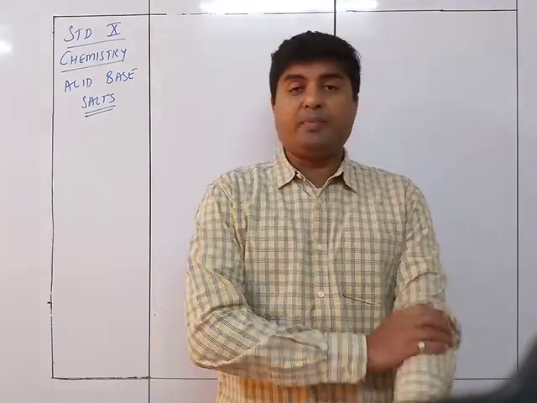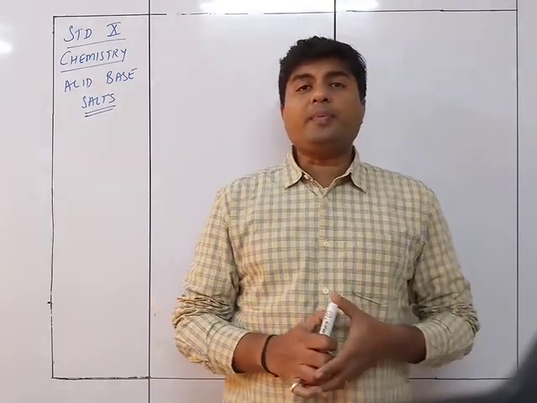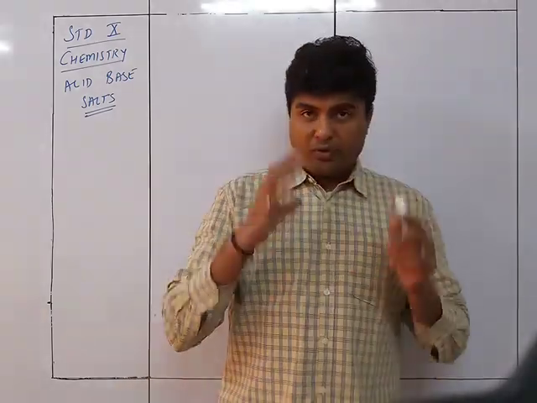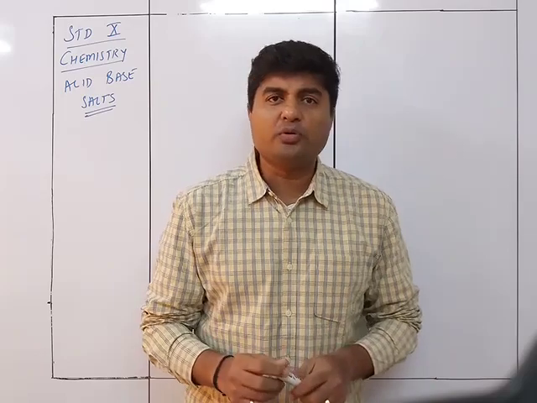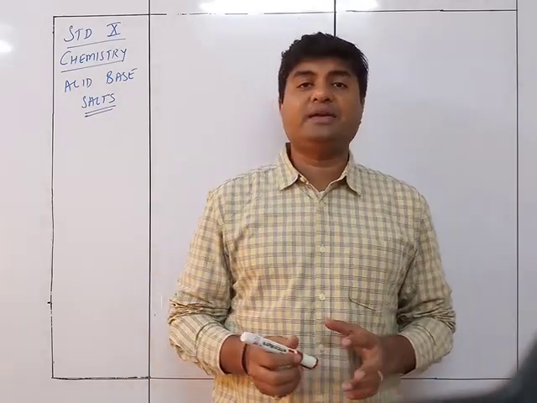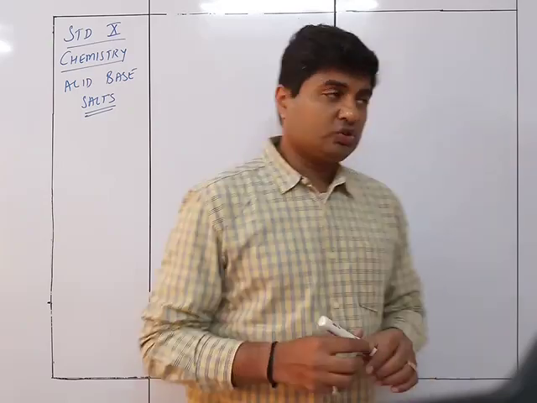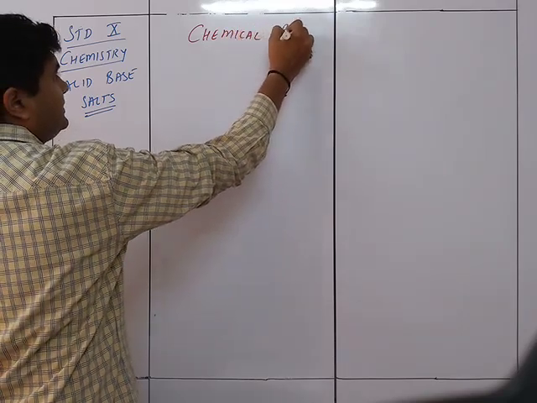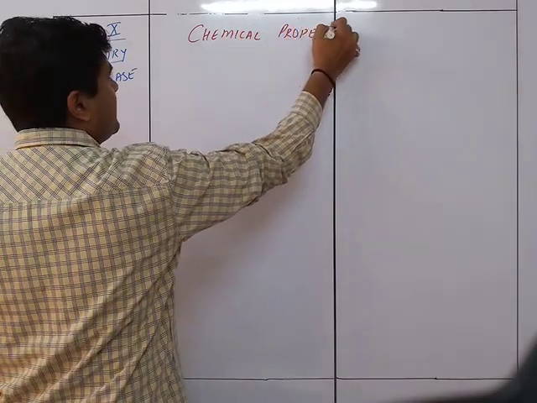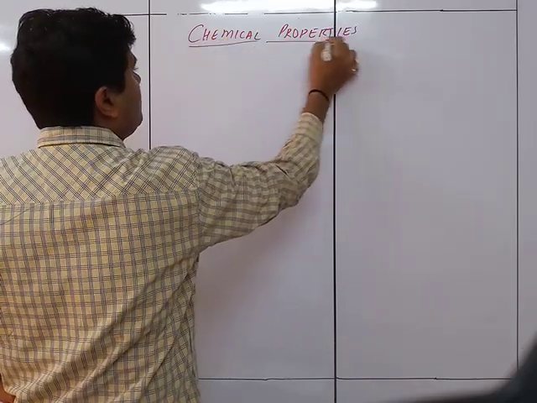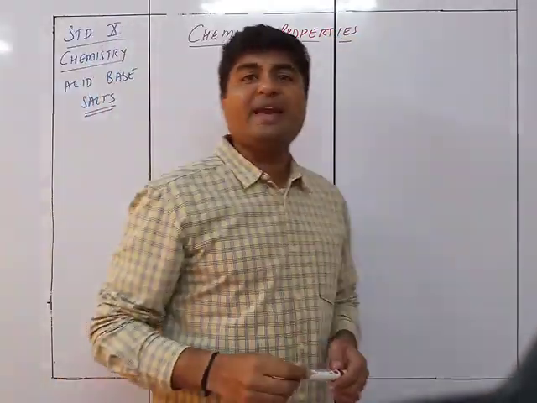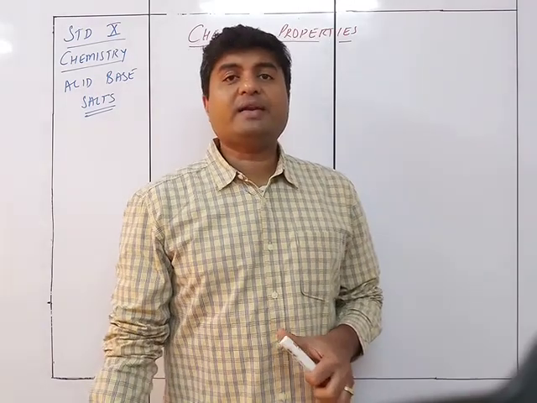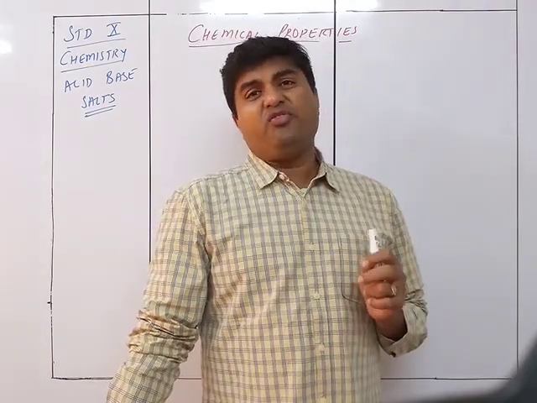Now we come to the chemical properties. These are the general properties, and we'll look at those of acids and bases one by one. The first and foremost chemical property for acids will be neutralization. What do we mean by chemical properties? It is how acids are going to react with other substances, and what the result of that kind of reaction will be. So these are very important.